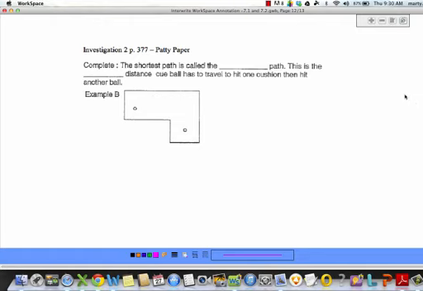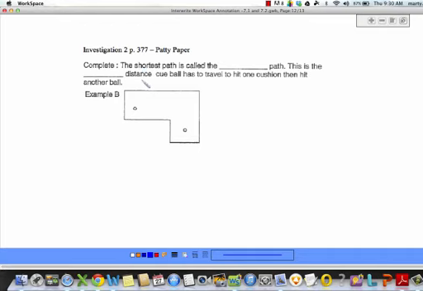You can do this one with patty paper, but you get an understanding of what we're going to do here. Let's just take a look. We'll kind of draw it up. You may want a ruler for this as well. These can be done with rulers, but can also be done with patty paper.